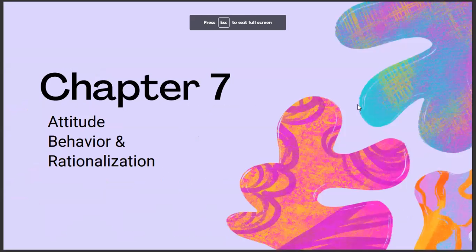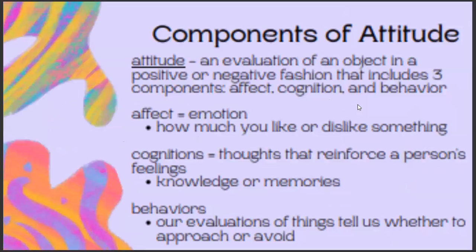Okay, so chapter 7 is on attitude, behavior, and rationalization. So this is what are the attitudes we have towards things or people? How does that cause our behavior? And then how do we rationalize our attitudes and our behaviors? This is a pretty quick chapter, so let's dive into it.